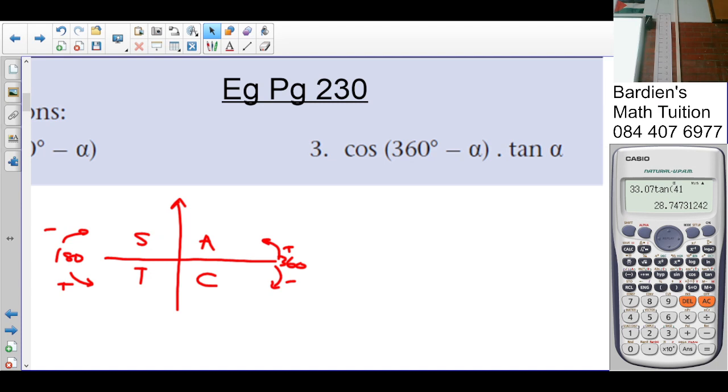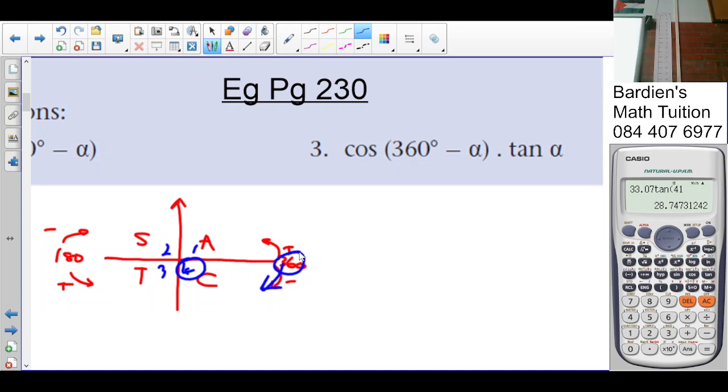People, settle down. Let's look at number 3. In number 3, we got cos of 360 minus alpha times tan of alpha. 360 minus alpha is in which quadrant? Fourth, yes. Fourth quadrant. Okay?